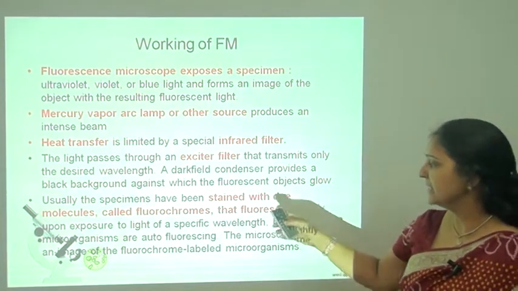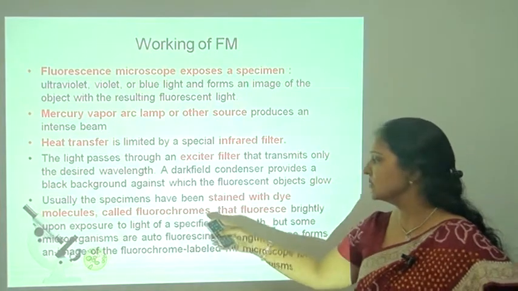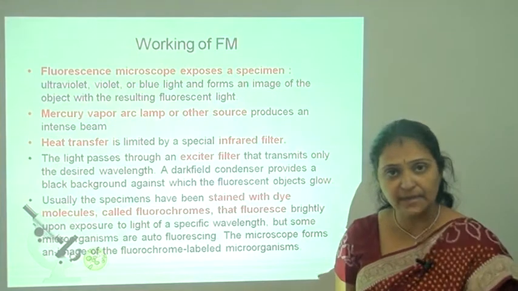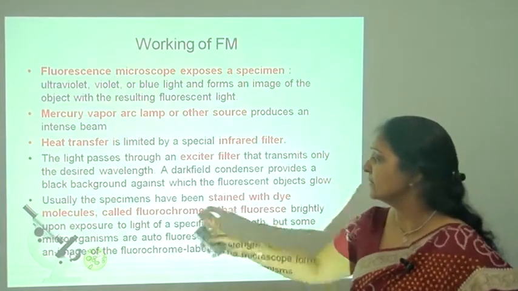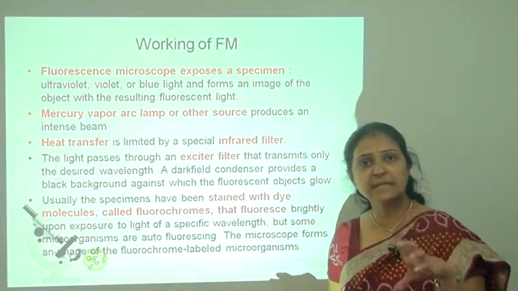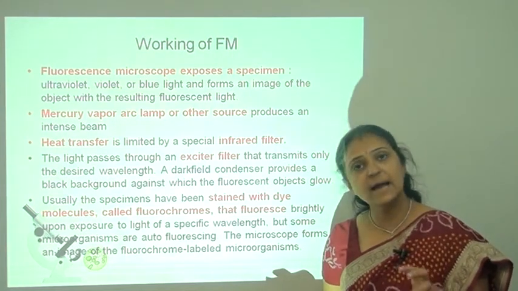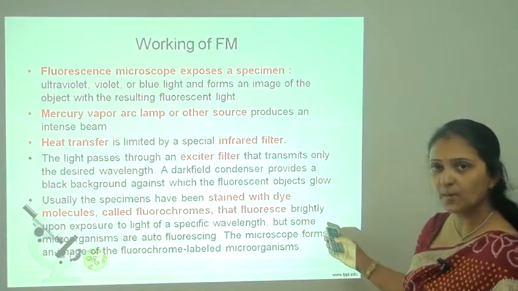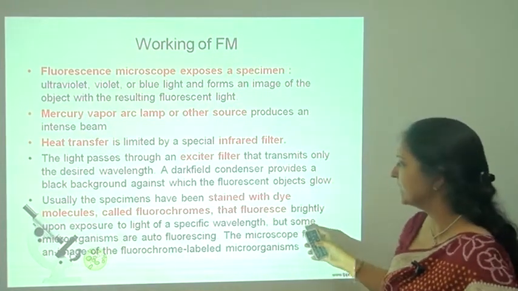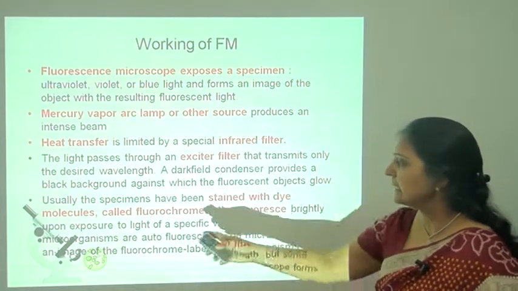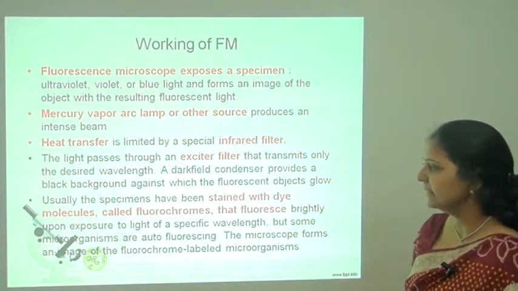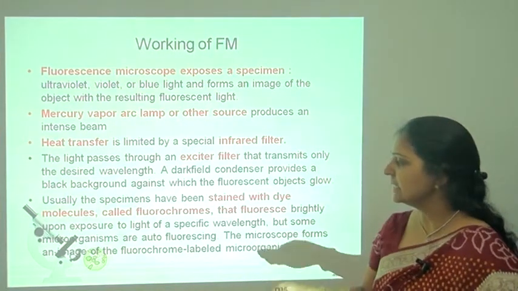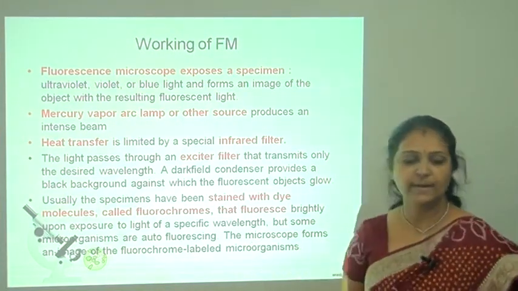Usually the specimen has been stained with a dye molecule that is known as a fluorochrome dye. So the organisms or objects which cannot emit fluorescent light can be stained with the fluorochrome dye, and because of the staining, this dye will emit fluorescent light and the object can be seen properly. So by staining with the fluorochrome dye we can see the object brightly upon exposure to light of a specific wavelength. But some microorganisms are autofluorescing. The microscope forms an image of the fluorochrome labeled microorganisms.